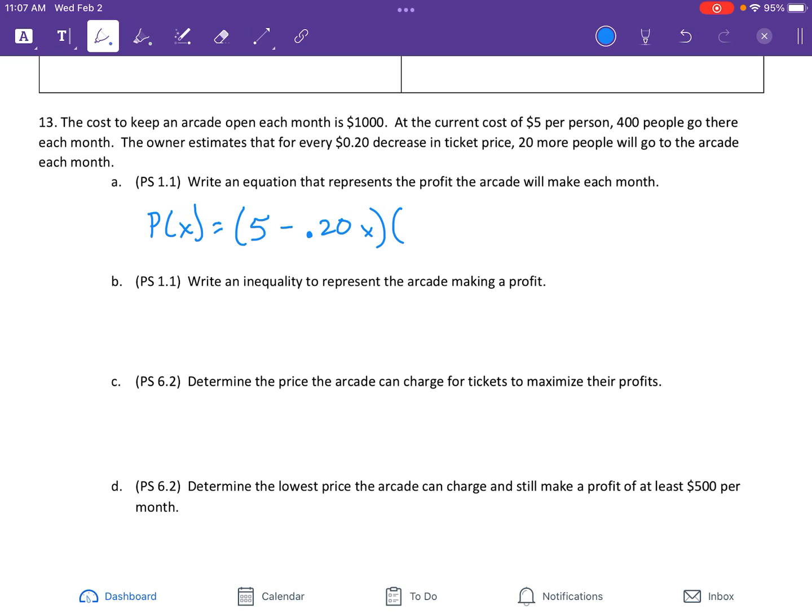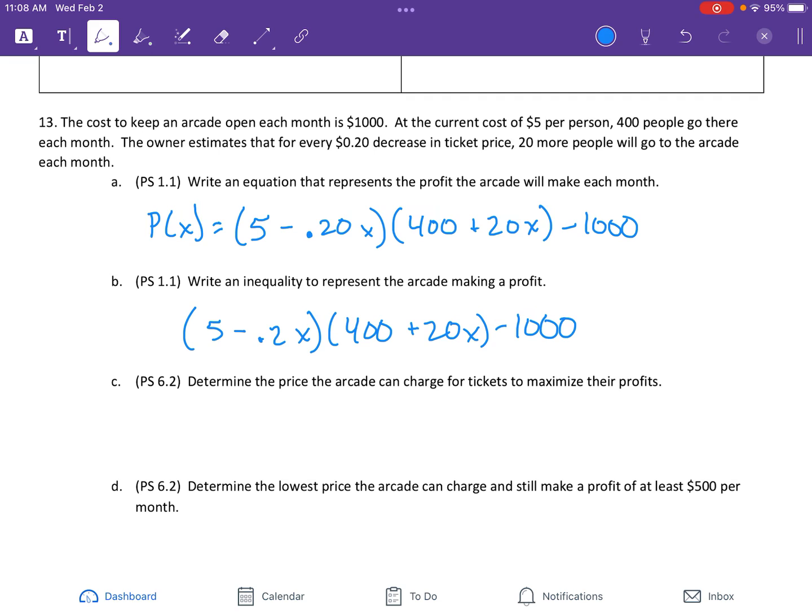Then we go to the people that are coming. 400 people go to the arcade. For every 20-cent decrease, he thinks 20 more people will go. So we're going to add 20. How many times are we going to add 20? We're not sure, so we put an X. And then it costs $1,000 to keep the arcade open. So we're going to subtract 1,000 from the back end. Again, the easiest question on the test. If you got the first part right, A, you rewrite it. I'm going to get rid of the 0. It's not necessary. And it's got to be greater than 0 because we're trying to make a profit. So the left side has to be bigger than 0 to make a profit.